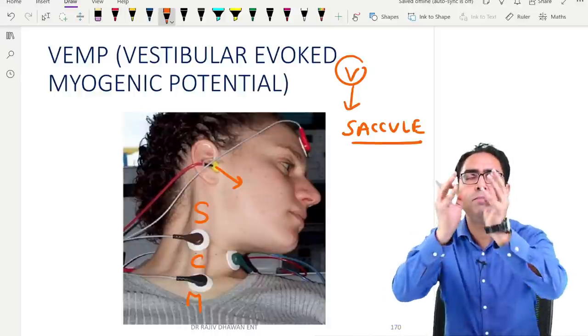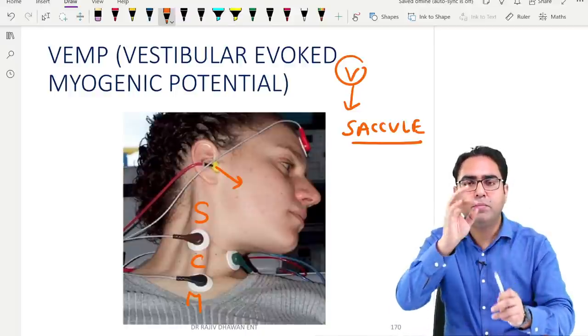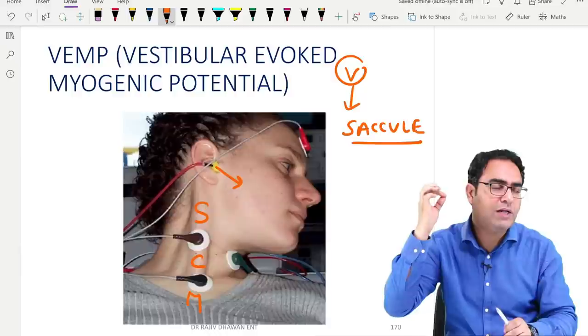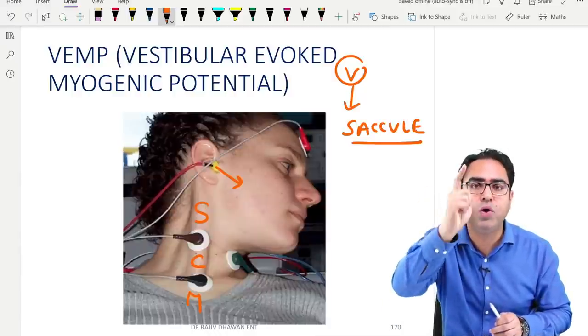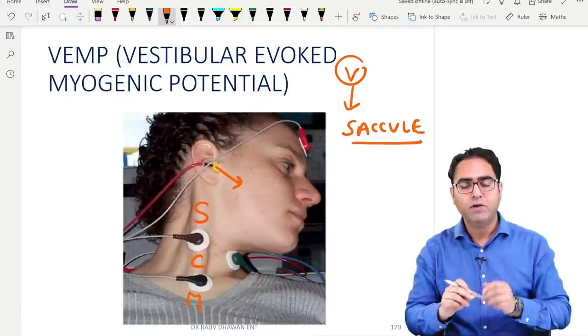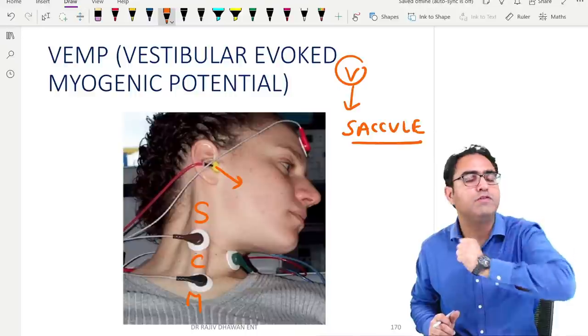Vestibular evoked myogenic potential. What is vestibule? Balance part, saccule. Principle is, look at the earphone. We stimulate the saccule with loud sound and we record the activity of sternocleidomastoid muscle. Okay, so vestibular evoked myogenic potential. What is myogenic? Sternocleidomastoid muscle, beta.